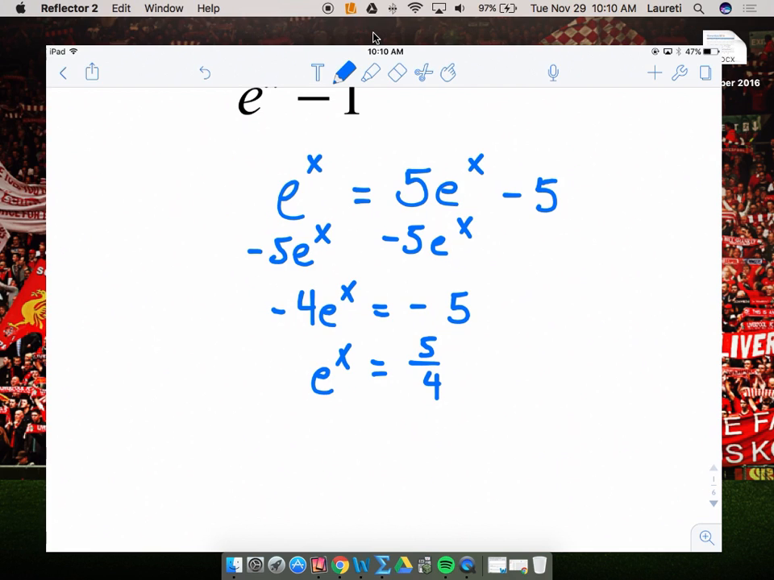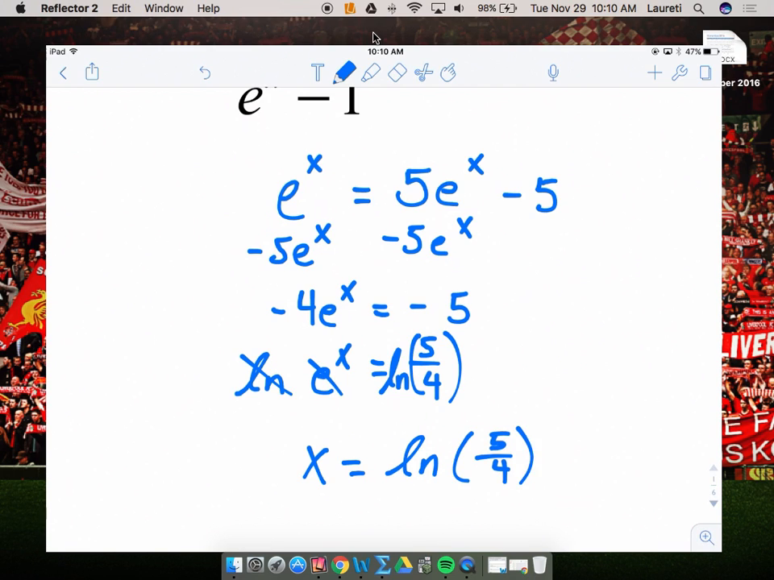So now that you have e to the x equals 5 over 4, how can you get the variable? Right. You're not going to multiply by ln, but you're going to take the ln. So it's a function rule. So that will cancel that. ln of 5 over 4. Good.